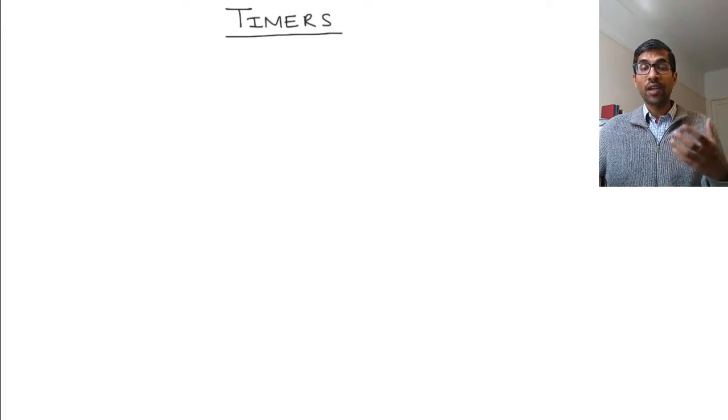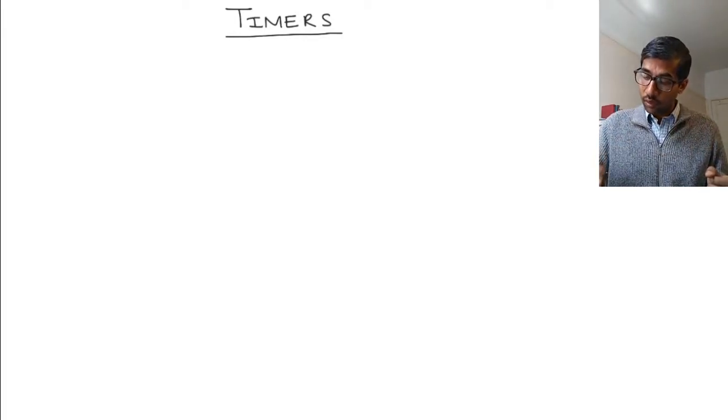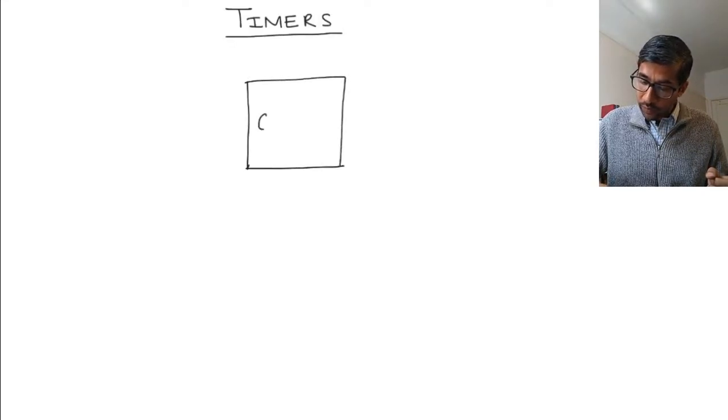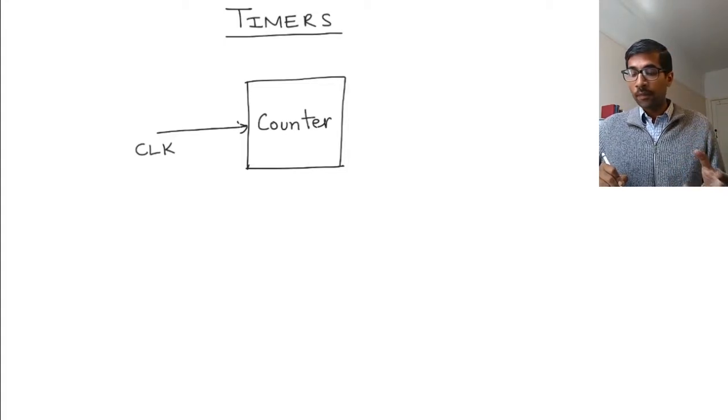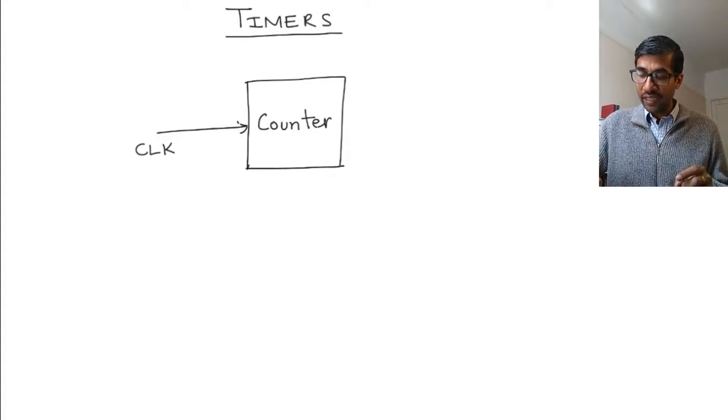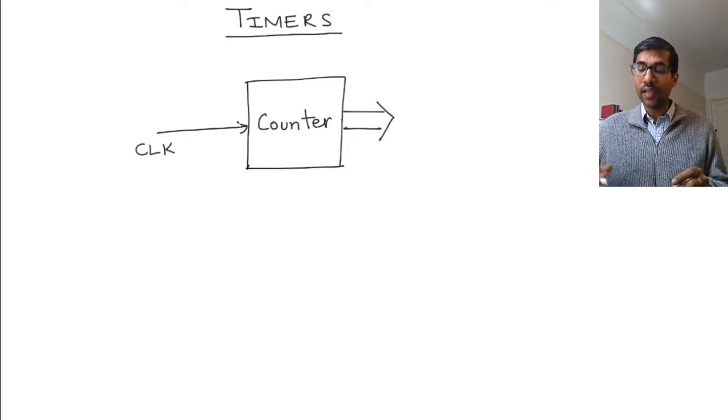Okay, so a timer in essence is basically a counter. So you have a counter here. The input of the counter is a clock signal or a square wave. In microcontrollers we call this square wave, which is used for timing, a clock signal. And as an output of the counter, you just get a count, right? So you get a digital count.